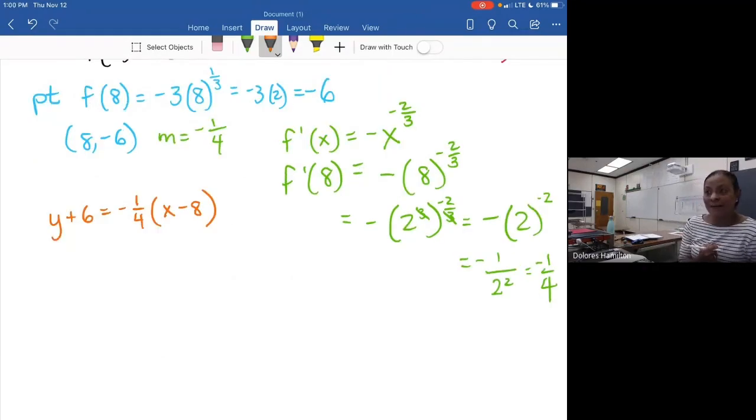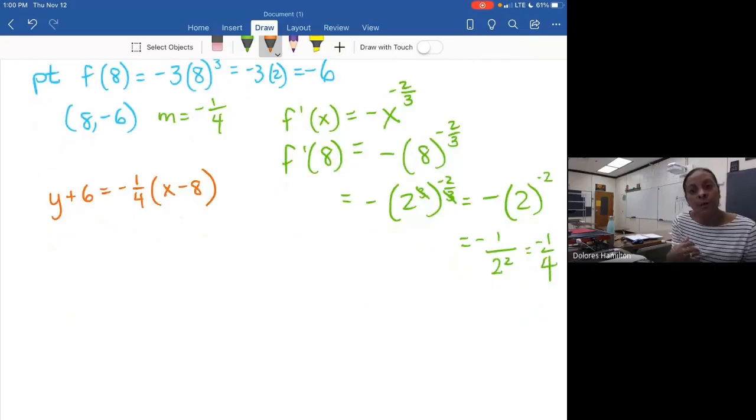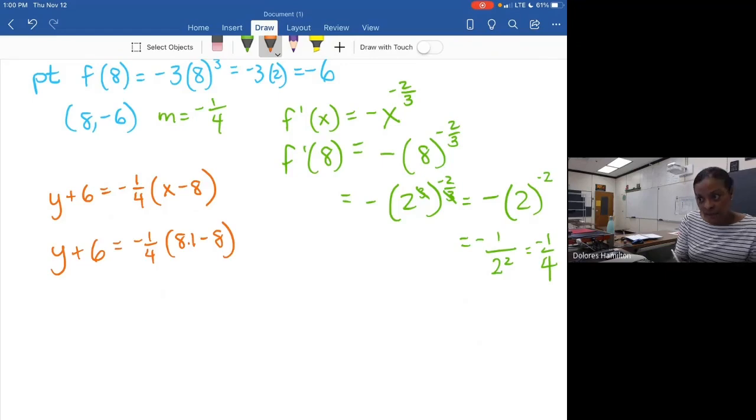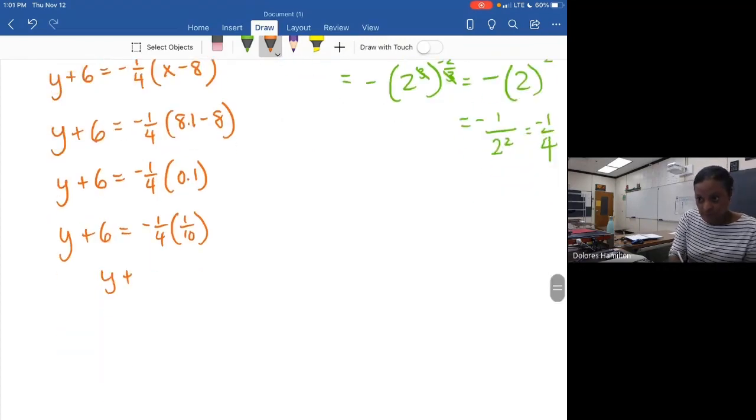Here's our tangent line, and we are asked to use that to make the prediction for f of 8.1. So our next step here is we're going to plug in 8.1 for our x. So that gives us this, which simplifies to that. I'm guessing that we don't have a calculator for this, so I'm just going to keep manipulating this. So then that 0.1 is 1/10. So that's y plus 6 equals -1/40. So y equals -6 minus 1/40. So that's -6 and 1/40th.